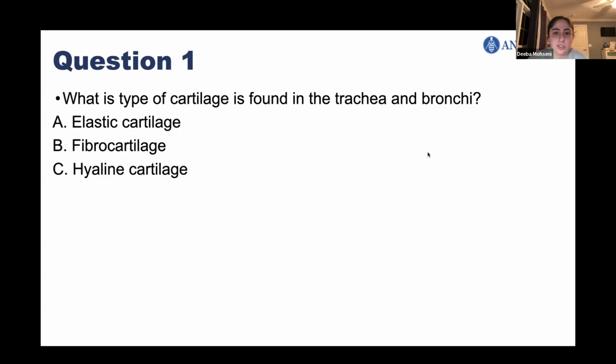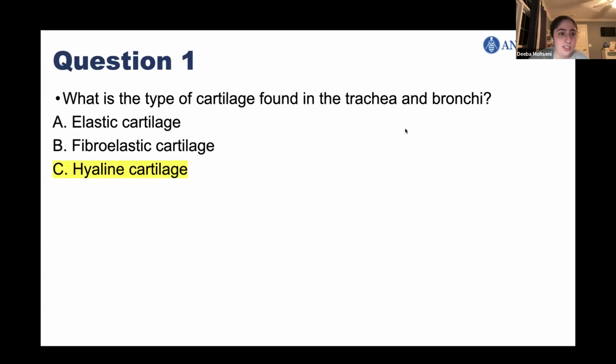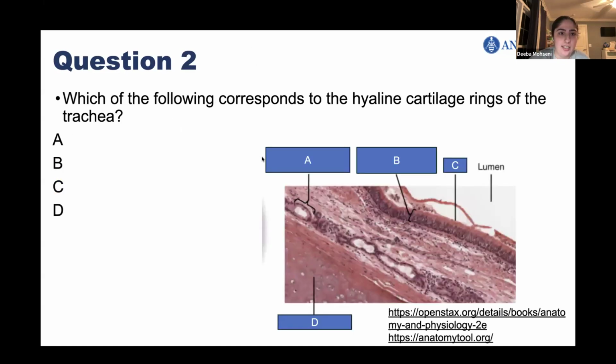Alrighty. There are your results, and it looks like the majority of you chose C, which is correct. So great job to all of you. We will stop sharing that, and we're going to do a little follow-up question before we have some explanations. Which of my little boxes here would correspond to the hyaline cartilage rings that you would find in the trachea?